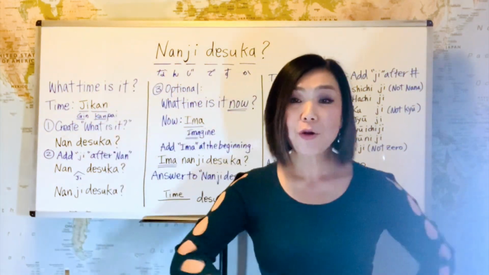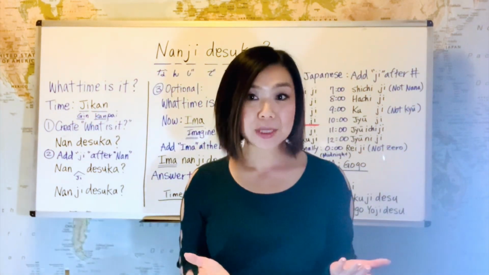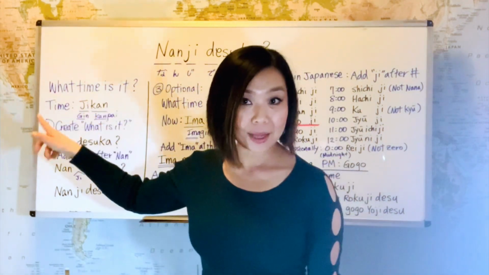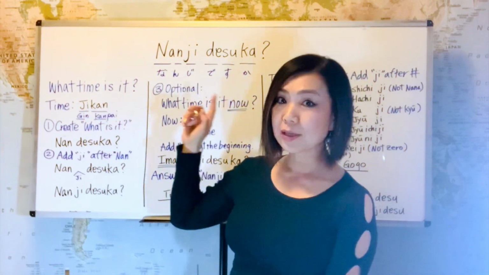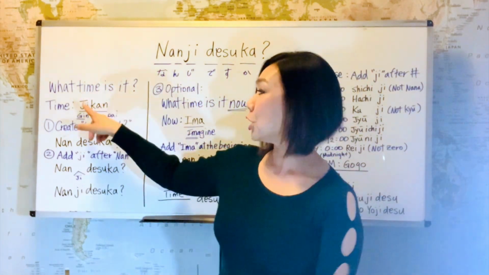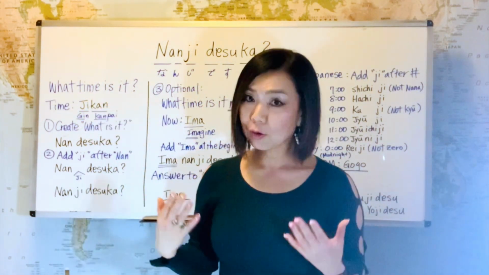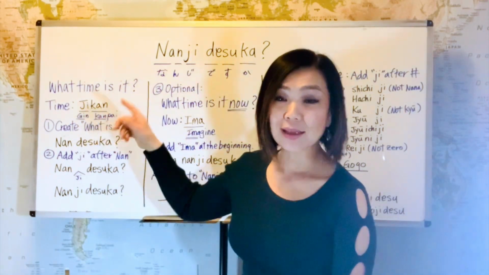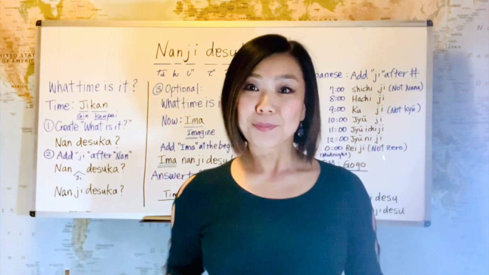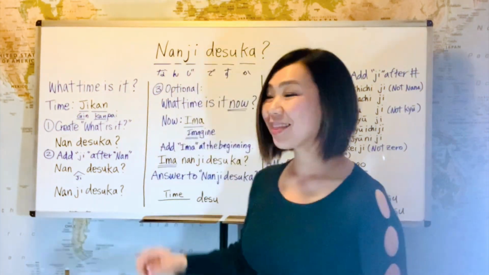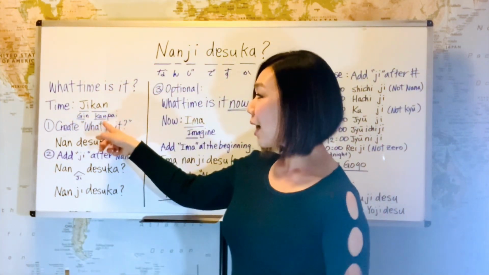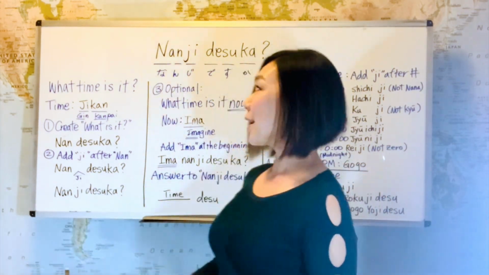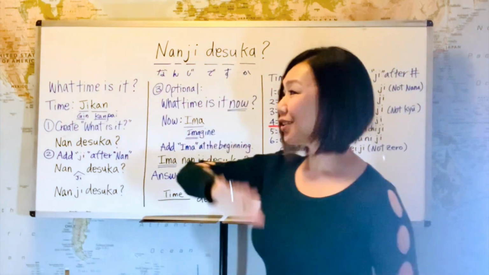So first, I want to introduce you to a new Japanese word. That is jikan, which means time. The pronunciation tip: jikan, ji as in gin, you know, the gin tonics, and kan as in kanpai. Remember, that means cheers, right? That kan. Jikan, jikan.